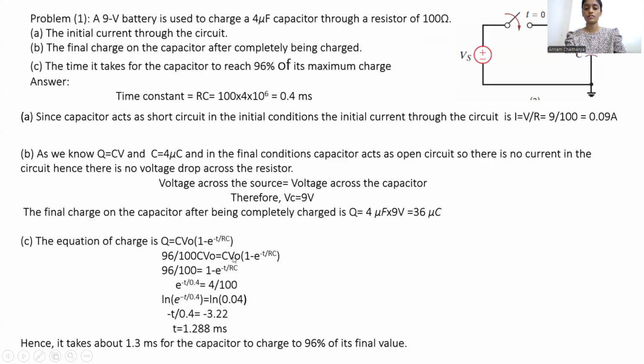CV naught gets cancelled on both sides and we get 96 by 100 equals 1 minus e to the power minus t by RC. When we further solve it, we get t equals 1.288 milliseconds, which is nearly 1.3 milliseconds. Hence, it takes 1.3 milliseconds for the capacitor to charge to 96% of its maximum charge, that is, 96% of 36 microcoulombs. This is problem 2.